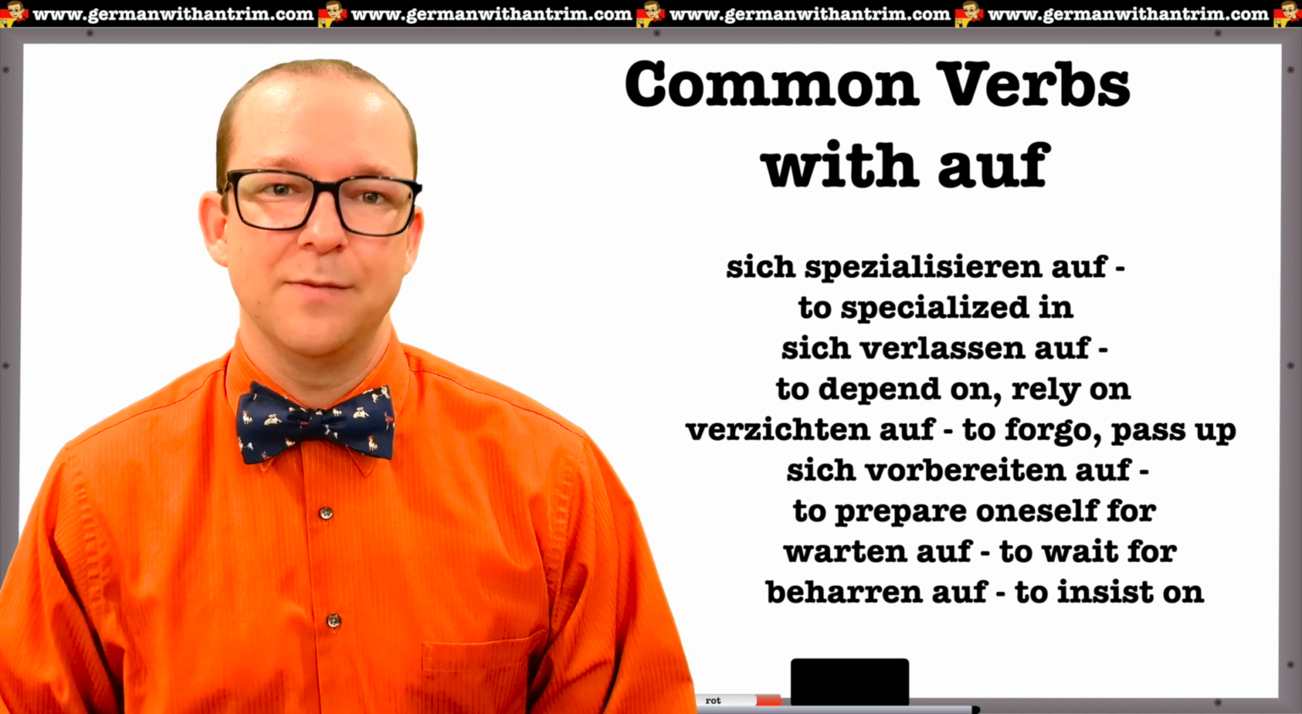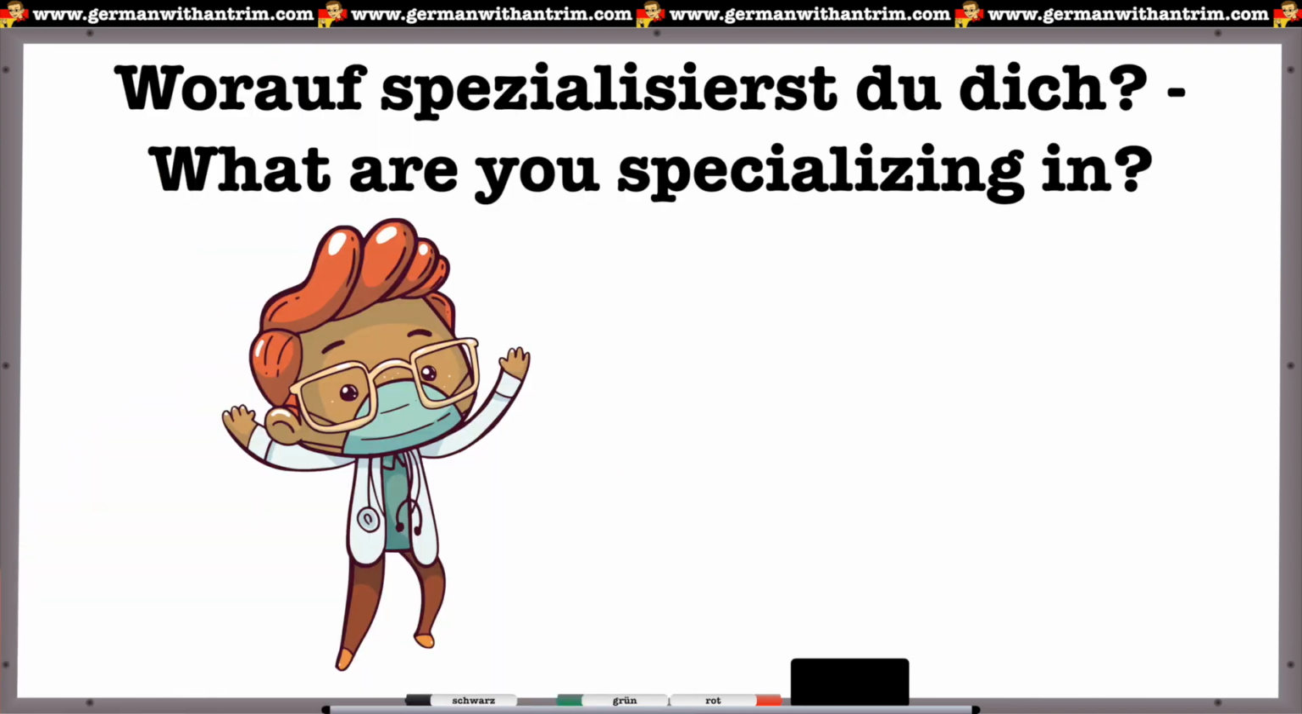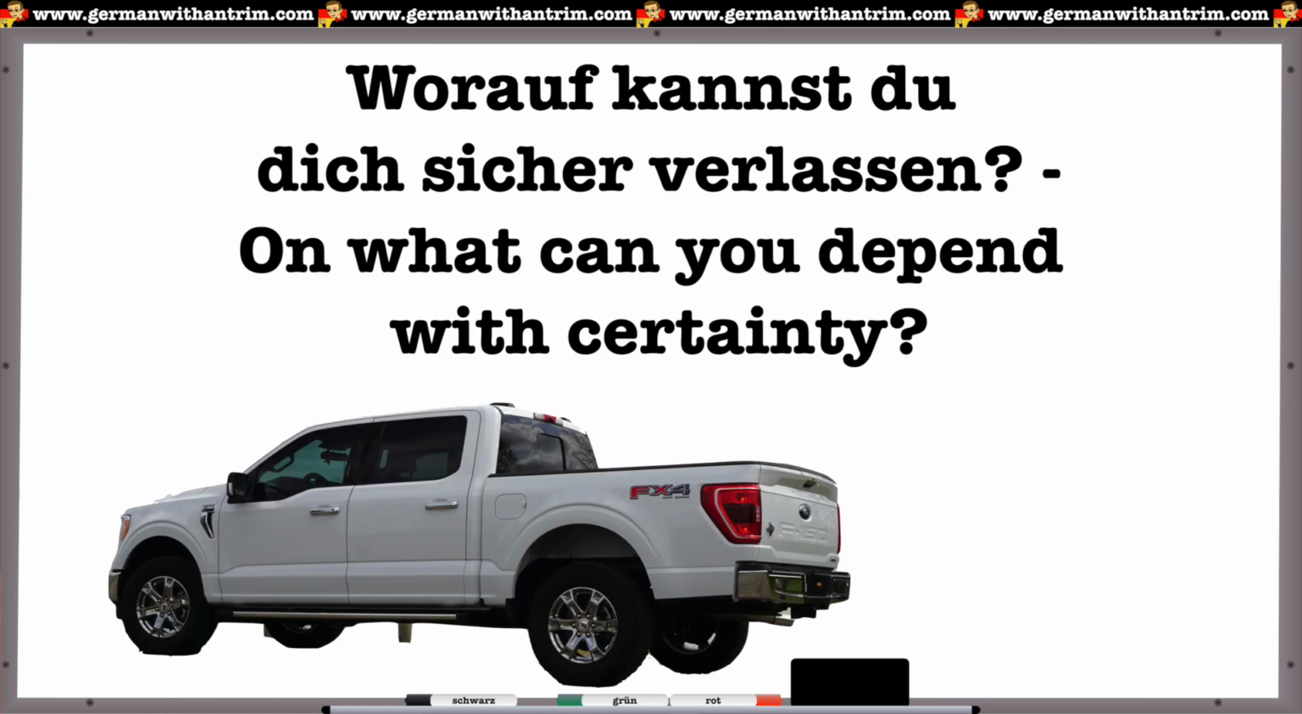Here's just a quick sample of these verbs. Here they are in example sentences. Worauf spezialisierst du dich? What are you specializing in? Worauf kannst du dich sicher verlassen? On what can you depend with certainty?